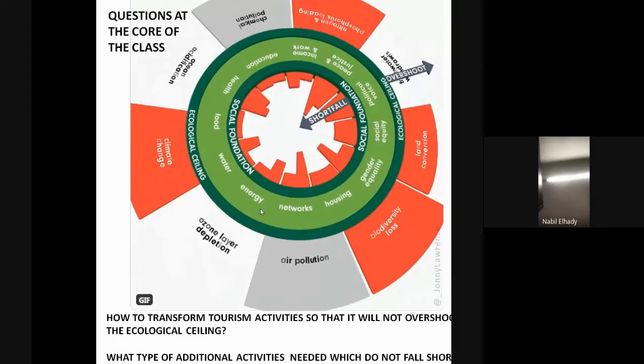So the two questions we are asking ourselves are how to transform existing tourism into more sustainable tourism, and what type of activities would allow the city population, the people living there, to thrive. Thriving here is, in a way, an alternative to development, and there is a built-in assumption that whatever activities you do, you will not infringe on, or overshoot, the ecological ceilings. So those are the two main questions that we are asking.